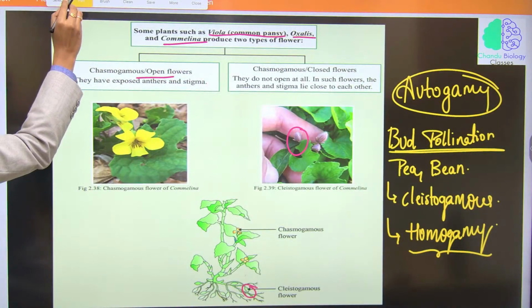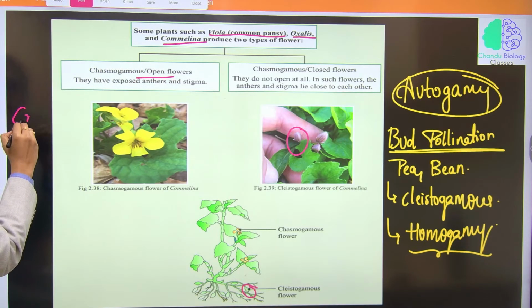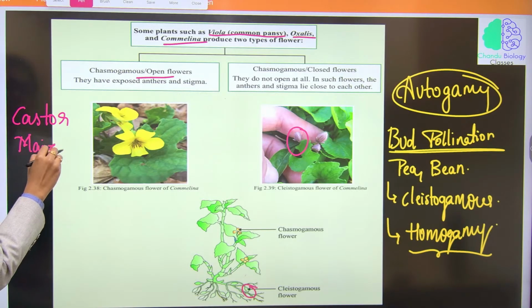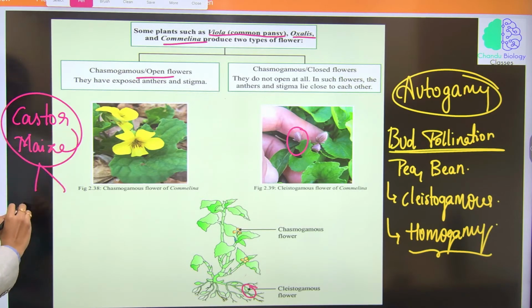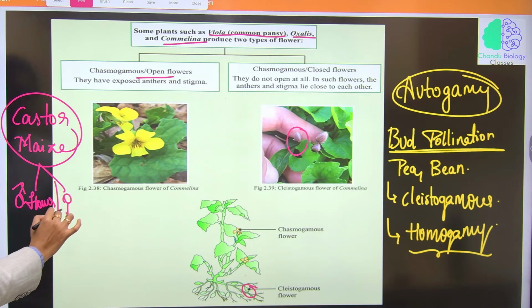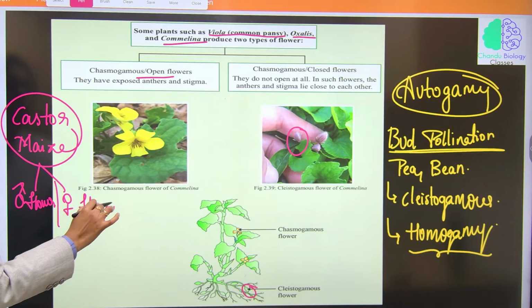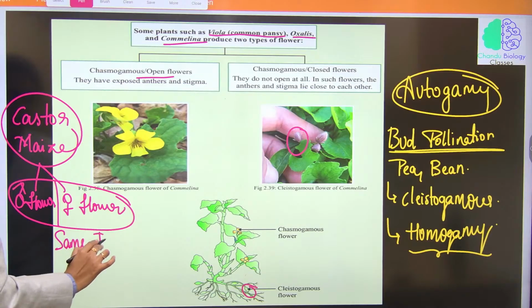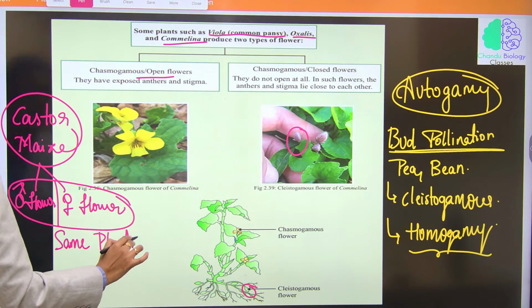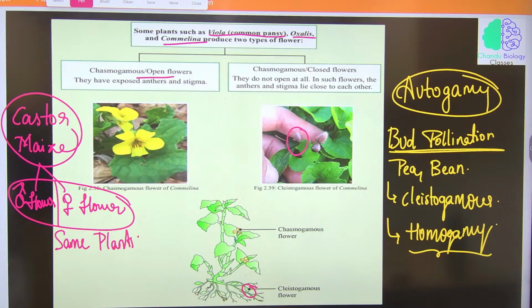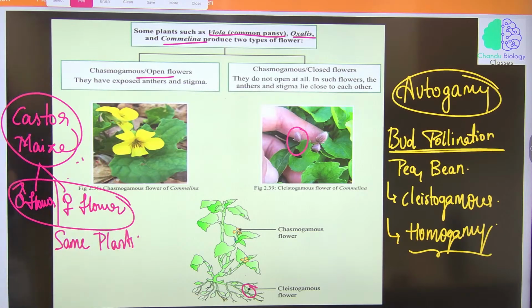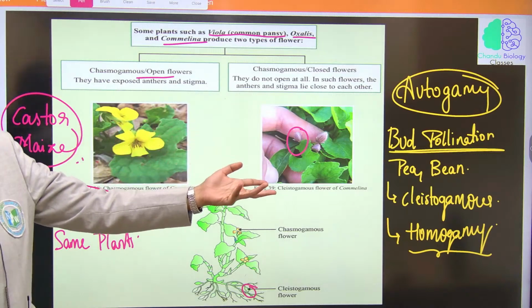And in unisexual flowers, okay, a plant which is bisexual but has unisexual flowers, for example castor and maize, you will have unisexual flowers, both male flower and female flower, on the same plant. So, unisexual flowers in a bisexual plant will prevent autogamy, but this cannot prevent geitonogamy. Okay, so these are the examples and prerequisites of autogamy.